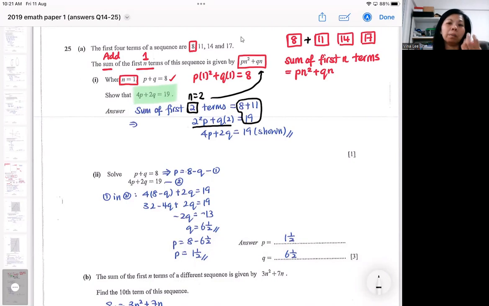So the formula is helping you to add up the first n terms. If I put n equal to 3 into this formula, I will get 9p plus 3q, and I should be adding up the 3 terms. So this formula is helping you to add up the terms. That is the understanding.